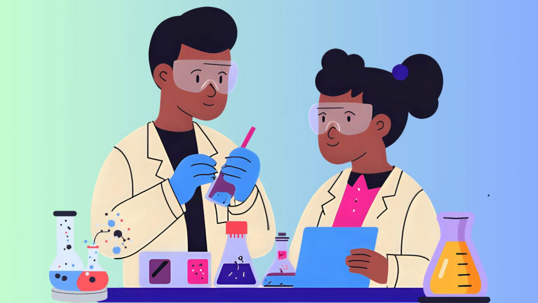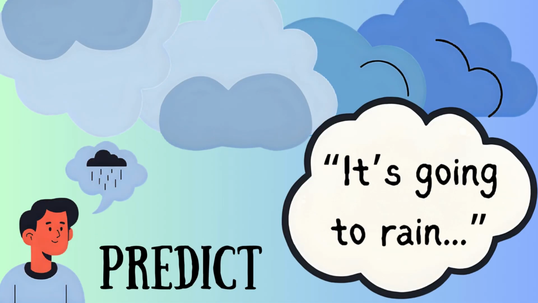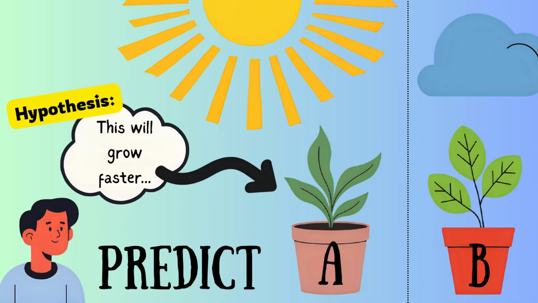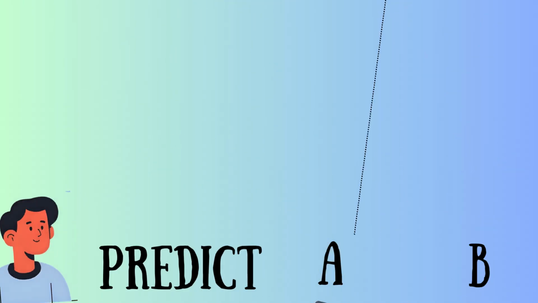In science classes, teachers sometimes have students conduct experiments. First, they predict what might happen. For example, they might predict that a plant in the sun will grow faster than a plant in the shade.